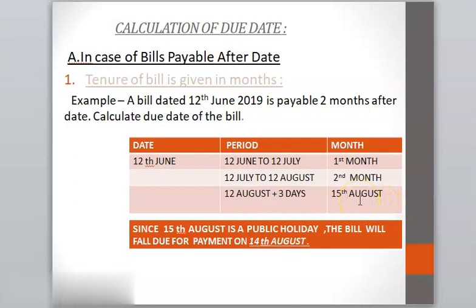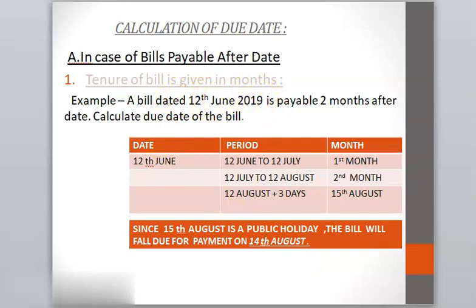But 15th of August is a public holiday, so we cannot take 15th of August as the due date. Therefore, since 15th of August is a public holiday, the bill will fall due for payment on 14th of August. One day before that we consider as the due date of the bill. So always remember, whenever you calculate the due date of the bill and it falls on any public holiday, we will consider one day before. So this is the example when the period of bill is given in months.